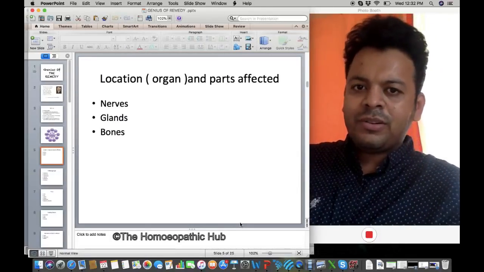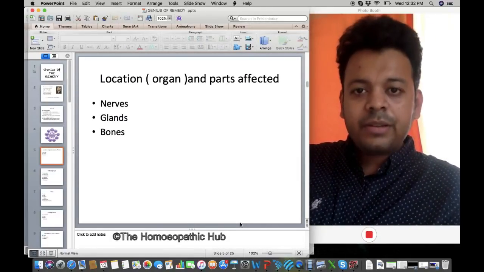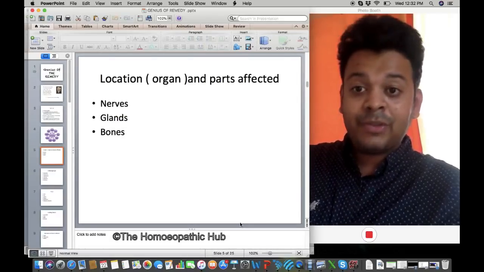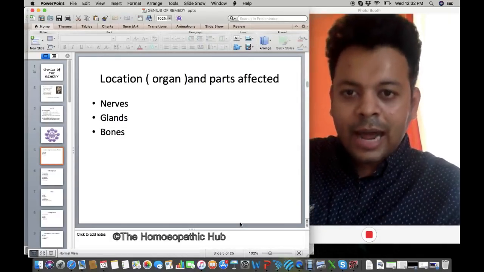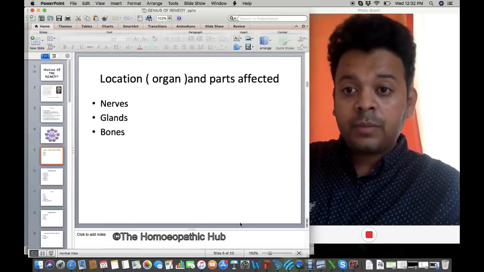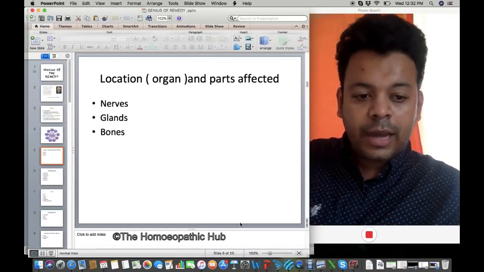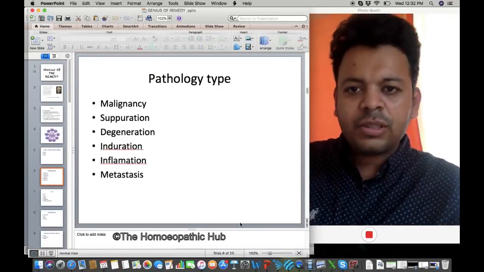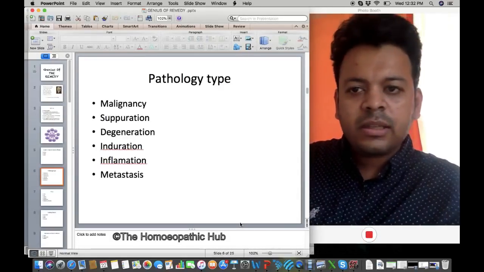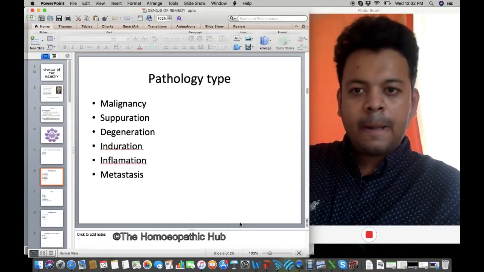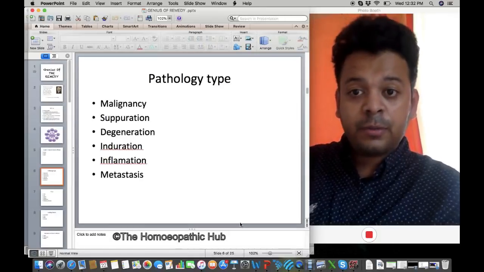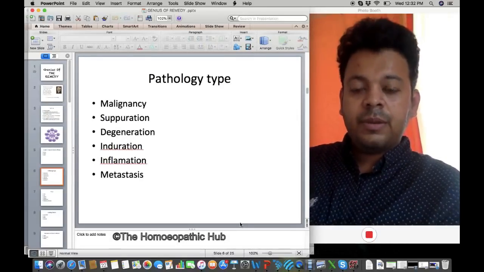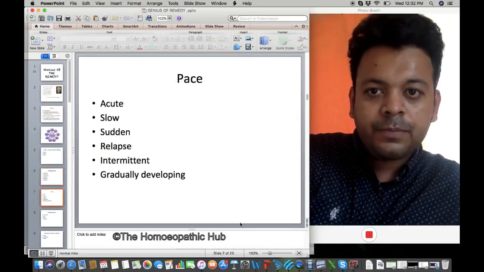For example, location. We have remedies acting on nerves, for example, Spigelia. Remedies acting on glands, for example, Conium. Remedy action on bones, Hekla lava. Pathology type. What pathology does the remedy produce? Malignancy, for example, Crotalus horridus; suppuration, degeneration, metastasis, Abrotanum.